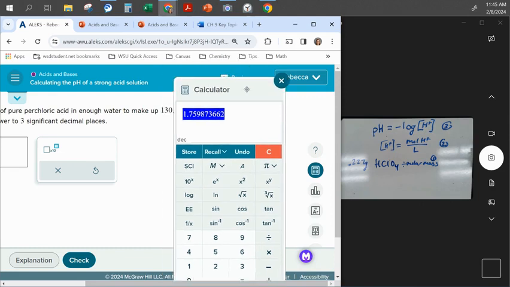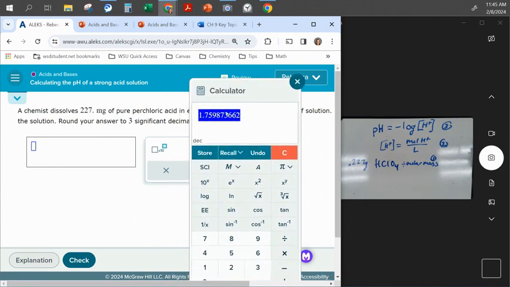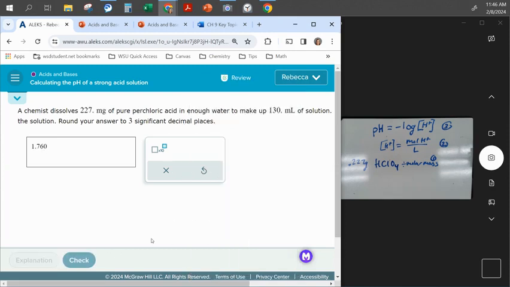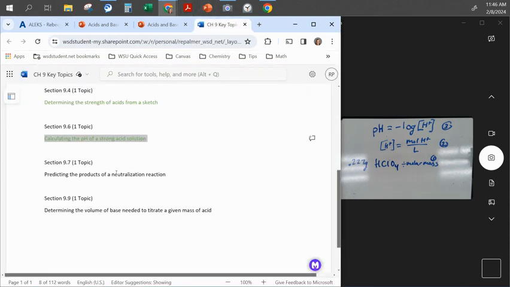All right, and then 1, 2, 3 sig figs. So my answer needs 3 decimal places. Oh, this one's weird. 1.75, and then we have an 8 and a 9. So we're going to need to round the 9 up, but this one's going to bump to a 6, and then I need another 0 to keep 3 decimal places. Okay. All right. Questions on that? You think you could do that? Okay. All right. That was pH.